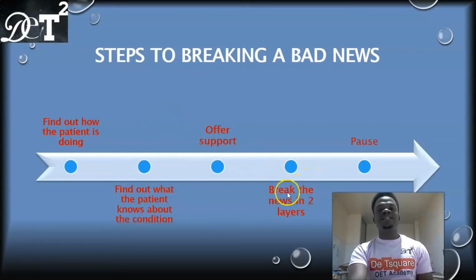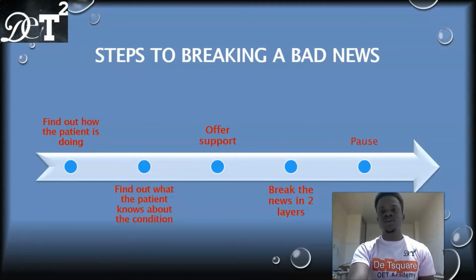Okay, then you will now break the news in two layers by telling this patient, Samantha, I'm afraid I don't have good news for you. That's the first layer. By telling this patient you don't have good news for him or her, the patient is a little bit shocked. Then you now release the second layer. The results, I'm so sorry to tell you that the result of the HIV test we did came out to be positive. Then the next thing is to pause and see the patient's reaction.